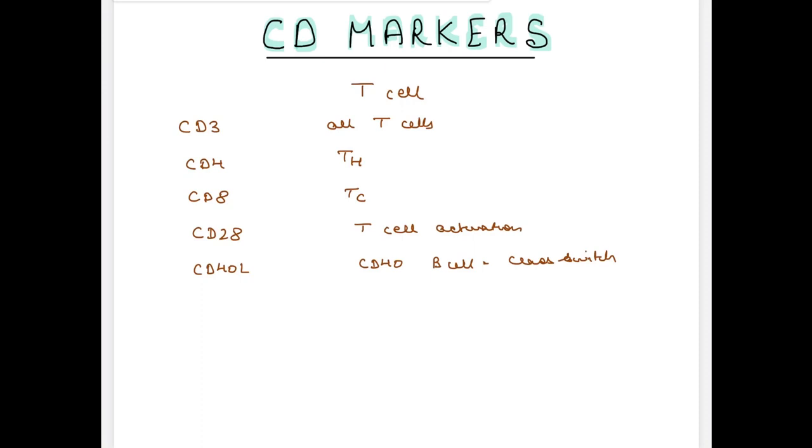Then we have CD25 as well, which is present in T regulatory cells. We have Fas ligand, which is present in cytotoxic T cells. This Fas ligand induces the apoptosis, that is why it helps in cytotoxicity.